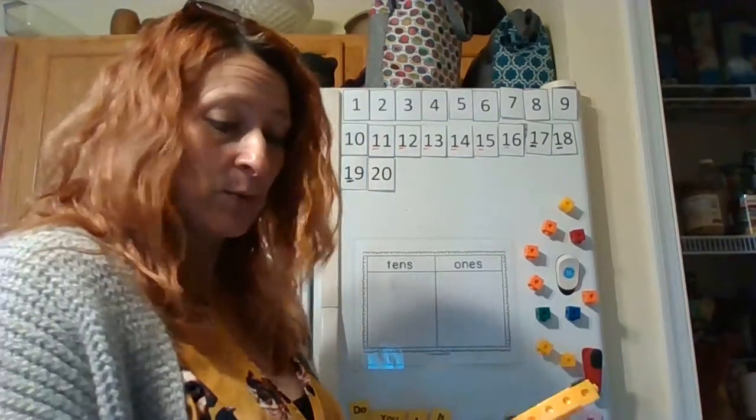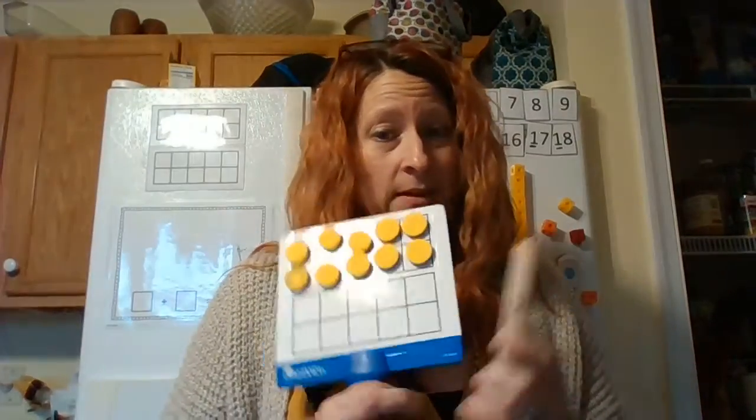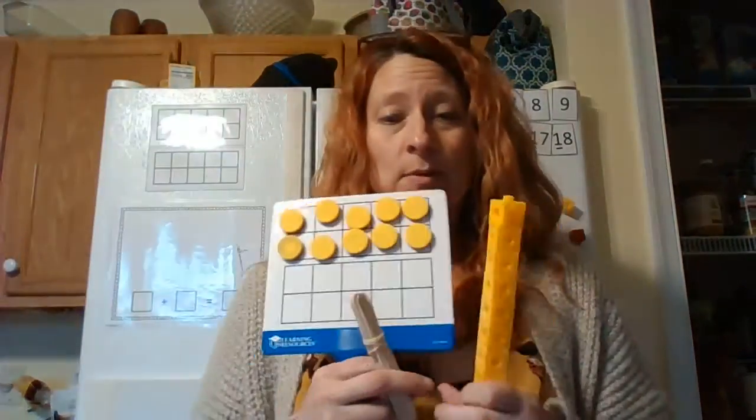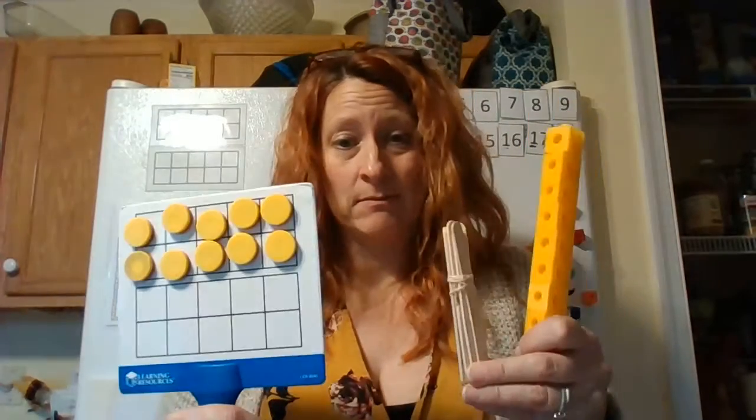So another way I'm going to show you a group of 10 that we're going to practice this week is our popsicle sticks. So let's count. We have 1, 2, 3, 4, 5, 6, 7, 8, 9, 10. When I have 10 of them, I'm taking them together and I'm going to bundle them up with my rubber band, and this will always be 10. So I have 10, I have 10, and I have 10.